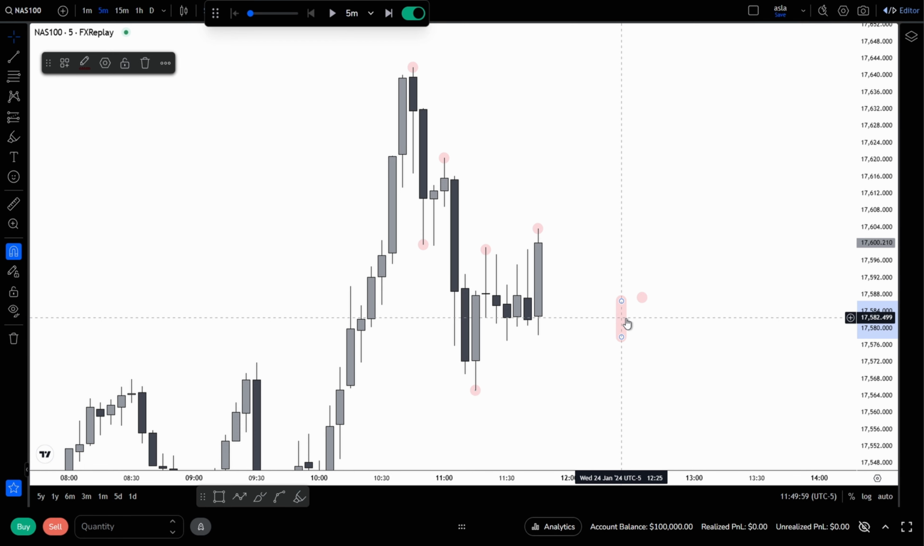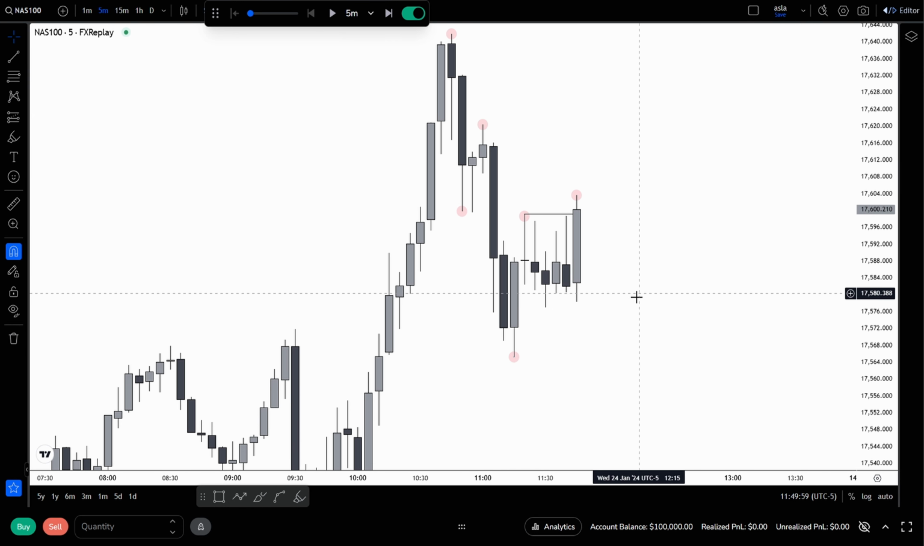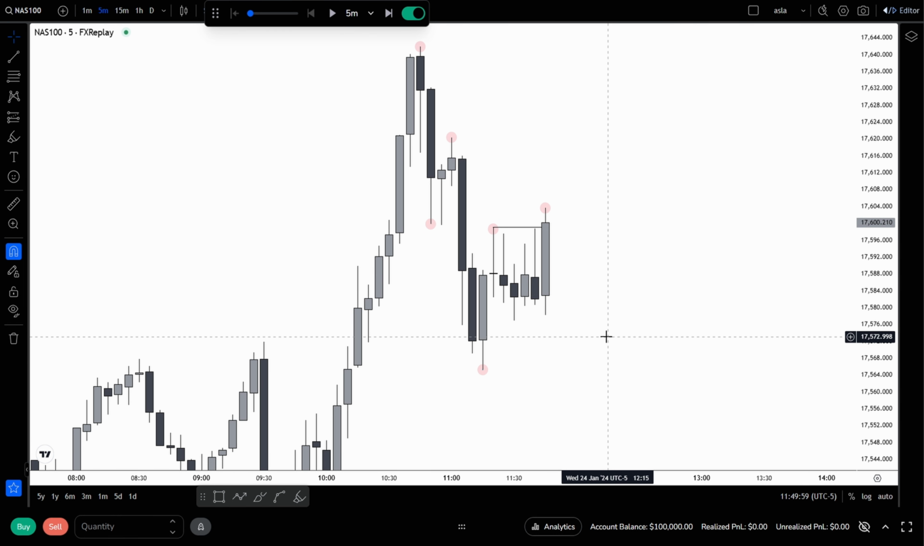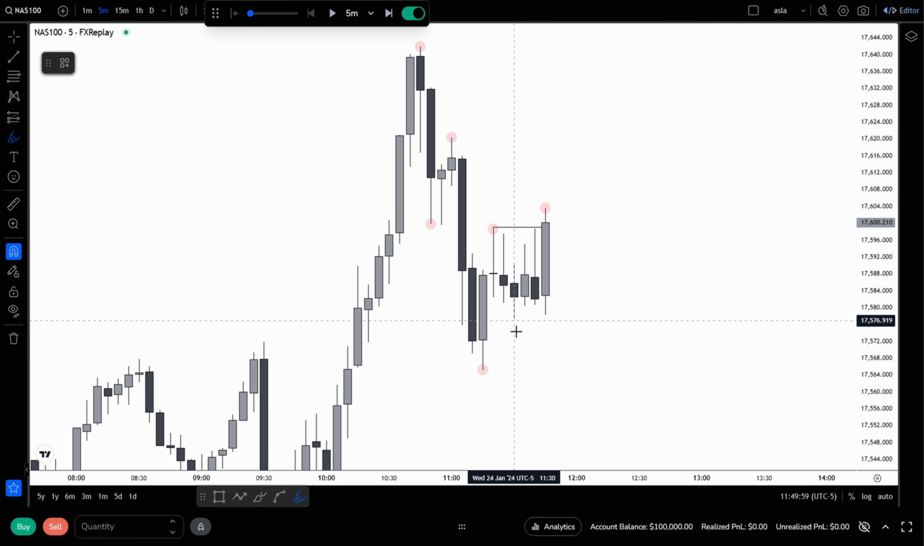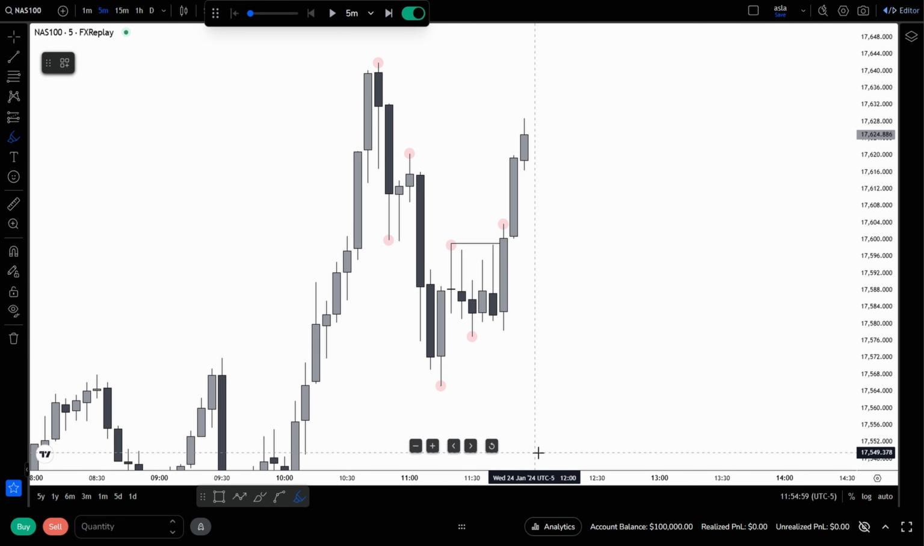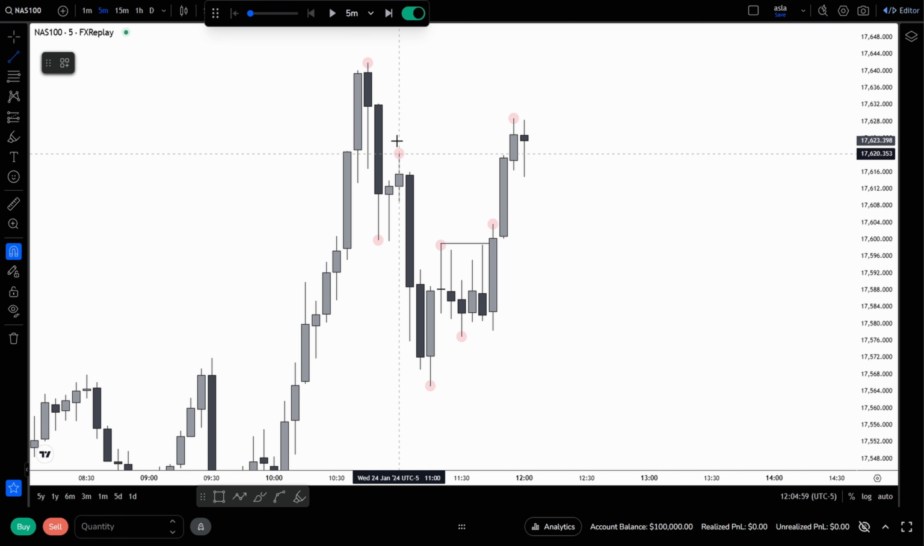However, notice that there is no strong displacement yet. It feels more like consolidation than a clean shift. So at this stage, we are cautious. We do not know whether price wants to fully shift bullish or continue lower. As price continues, we eventually get displacement and a strong close above the previous high. That confirms the higher high.